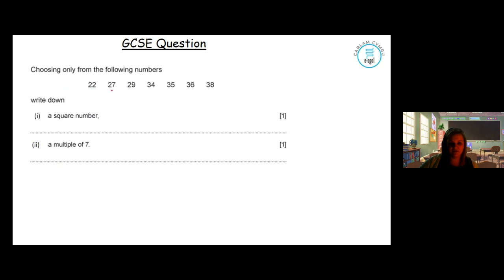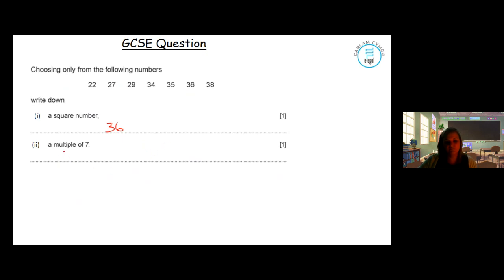So if I go through this list, what we're looking for is a square number, and there's nothing at the start. 22 is not a square number, 27 is not, 29 is not, 34, 35, no. The answer you should have had here is 36, because 6 multiplied by 6 is 36.